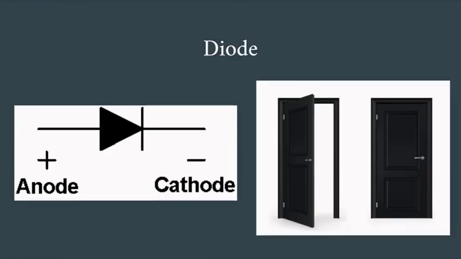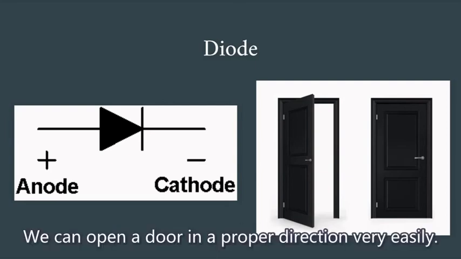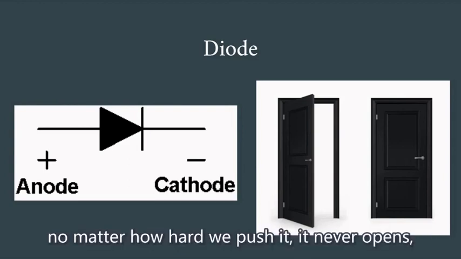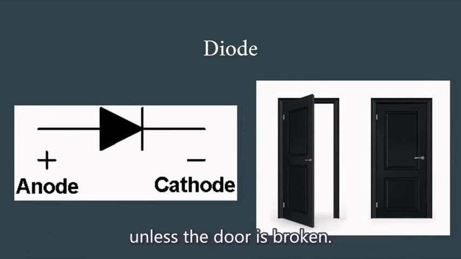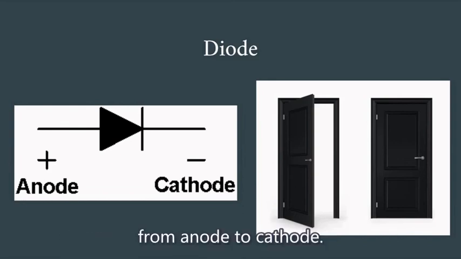Diode. A diode is very similar to a door. We can open a door in the proper direction very easily, but if we push a door in the wrong direction, no matter how hard we push, it never opens unless the door is broken. So a diode only allows unidirectional flow from anode to cathode.